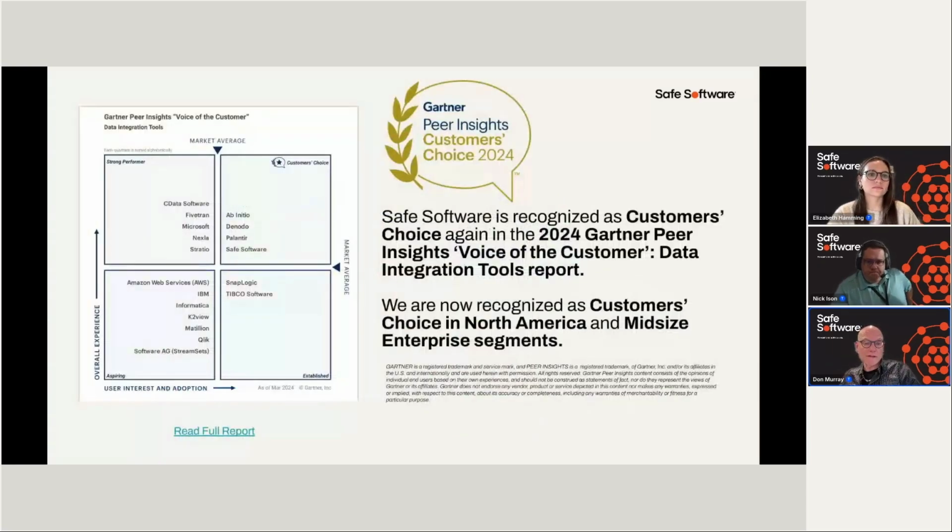So Gartner, we're in the top right corner, which is the one we want to be. We are not fourth in that quadrant. That quadrant is alphabetical. And so we should have been called Aardvark Software, but we weren't thinking. And we're also recognized as a customer's choice in North America and the mid-size enterprise segments. Yeah, so we're proud of that. This is our customers telling Gartner about all the tools they use and which ones they really like to work with. So we're in good company there.